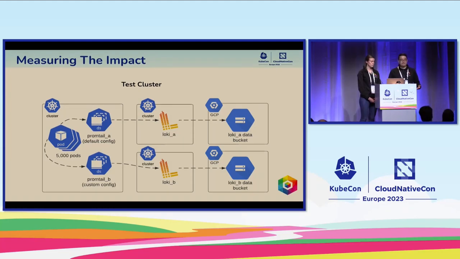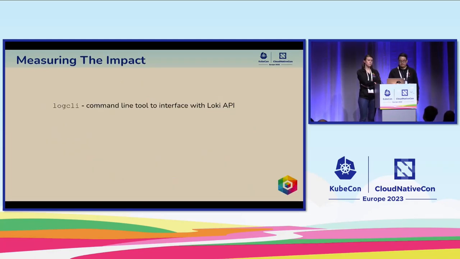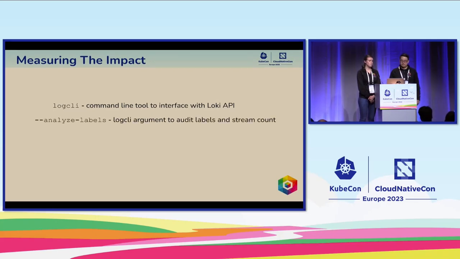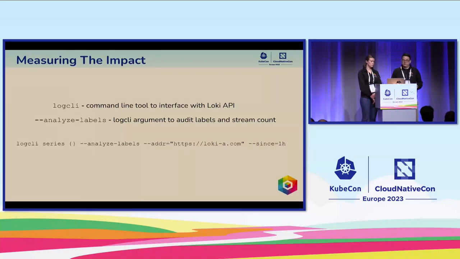Now that we have 5,000 pods running, how can we analyze that data? Grafana offers a CLI tool called LogCLI, which allows us to interact with the Loki API in a number of ways. With this tool, we can leverage the analyze labels command to audit labels and stream count. Here's the full command. What this translates to is pull all the labels from the past hour from the Loki A endpoint, and run an analysis.